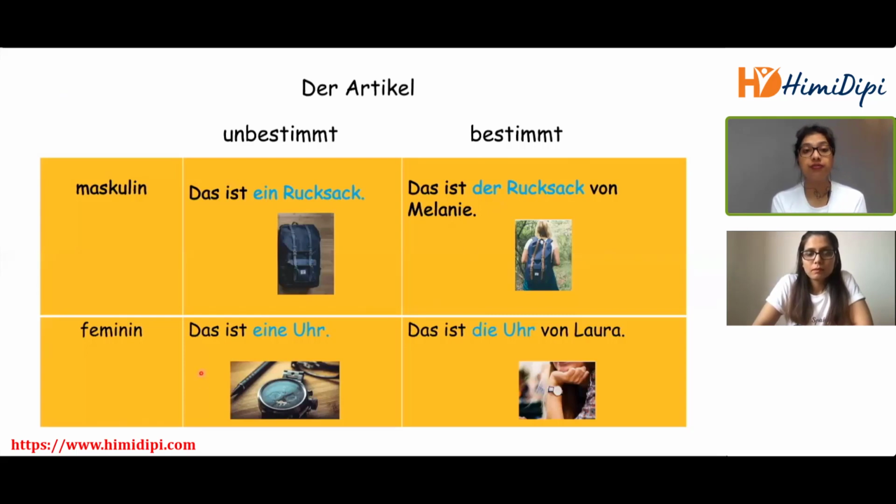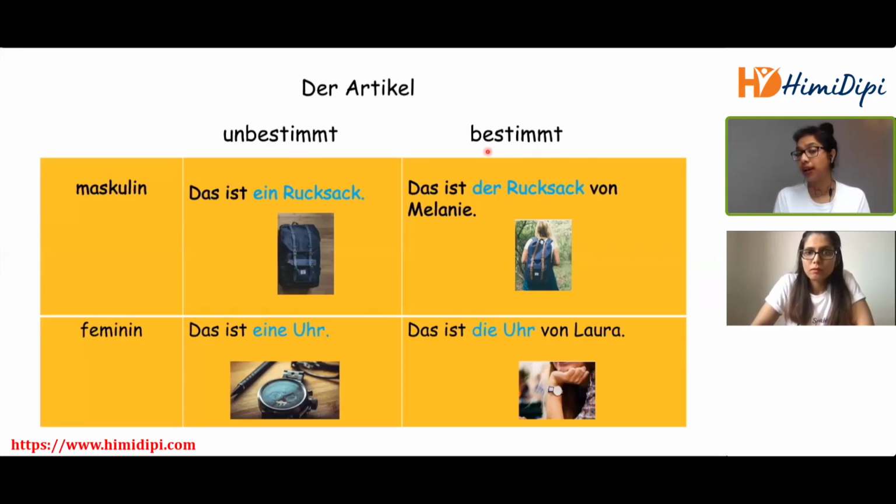Similarly, in the feminine we see, das ist eine Uhr. That is a watch. And it is just any other watch. But in the second example, das ist die Uhr von Laura. Whom does this watch belong to? To Laura. Das ist die Uhr von Laura. That is the watch of Laura. So remember, if we are talking about any random, indefinite things, it is the indefinite article. When we are talking about a particular definite thing, it is the definite article, and they are different for masculine, feminine, and neutrum. You have to learn them like that.